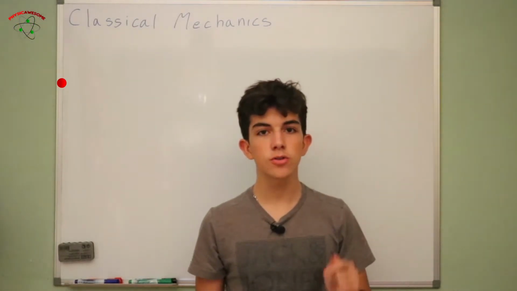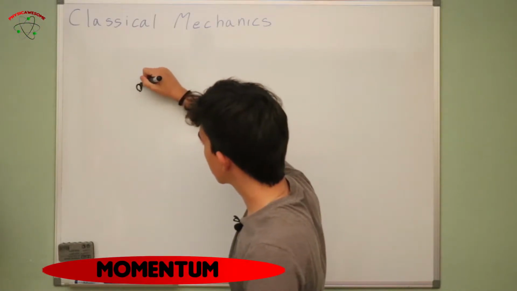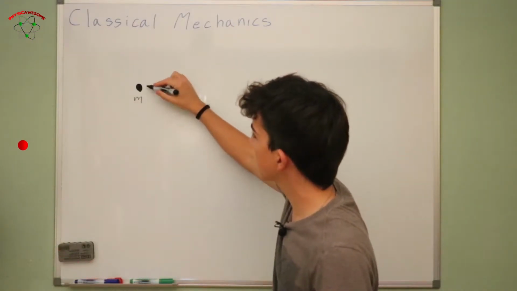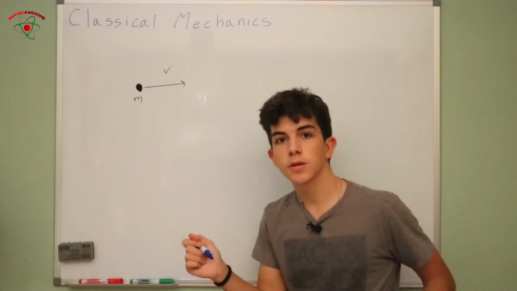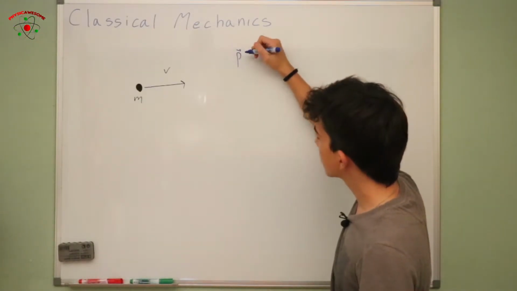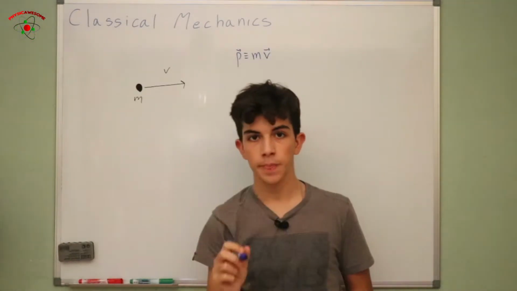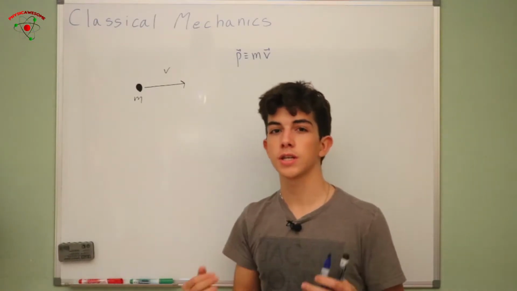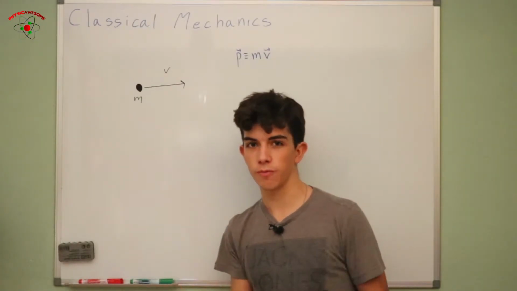Alright, let's introduce momentum. Imagine you have a mass in space, and this mass is moving with velocity. This is mass m, and it is moving with velocity v. We define momentum, that is a vectorial quantity, p. It's defined as the mass times the velocity of an object. This quantity proves to be much more useful than velocity in itself, because, for example, it gives you an idea of the quantity of movement.